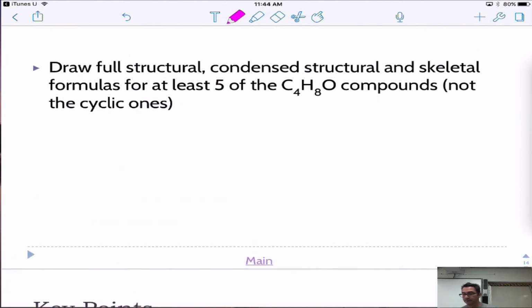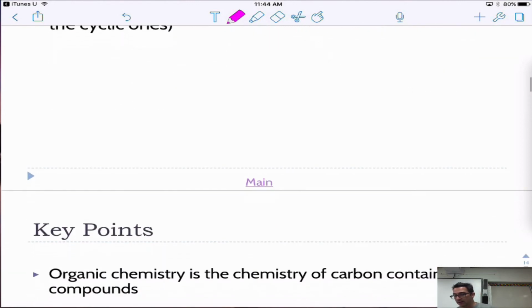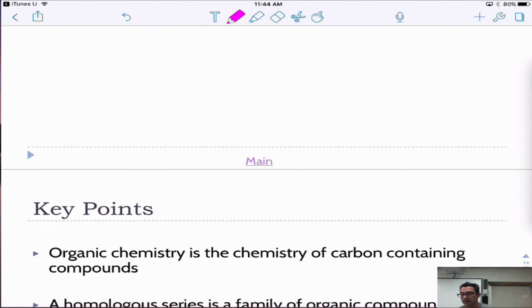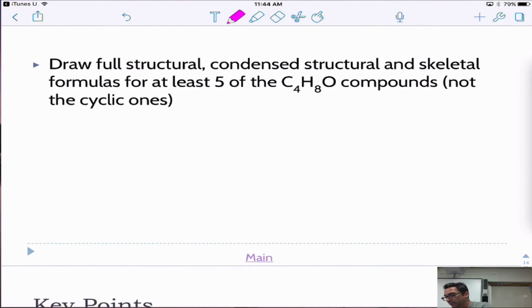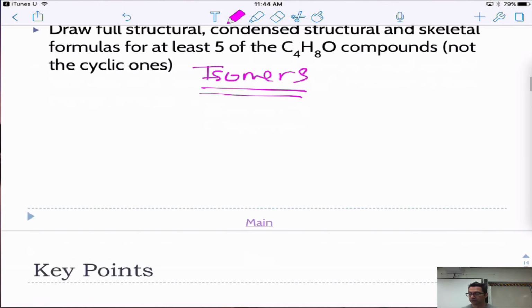All right, so you could practice this. Try 5 different ones of these. Don't look back at the previous page. Try 5 different structural formulas of C4H8O. See what you come up with. Make sure that you can draw those. These have a word. They're called isomers. We'll talk more about isomers in the next presentation, but that's what they're called.